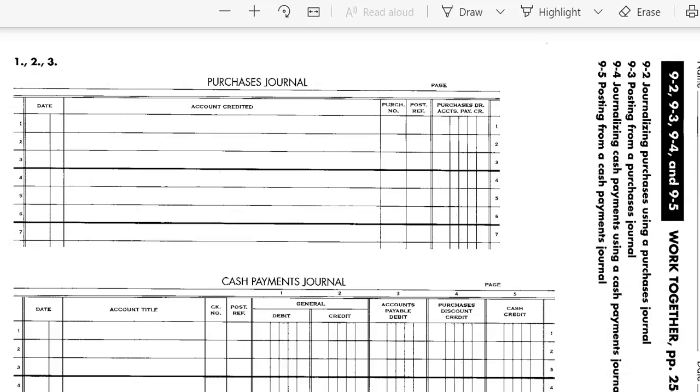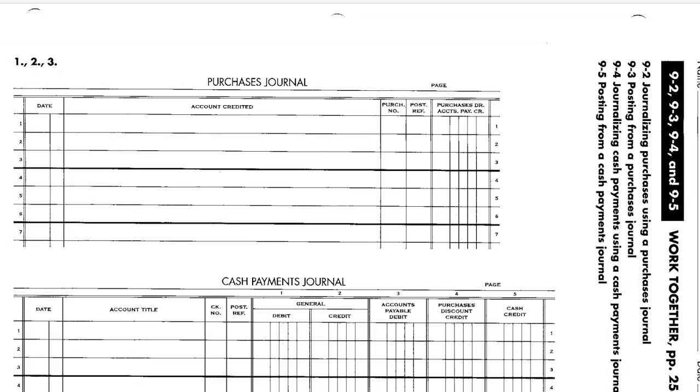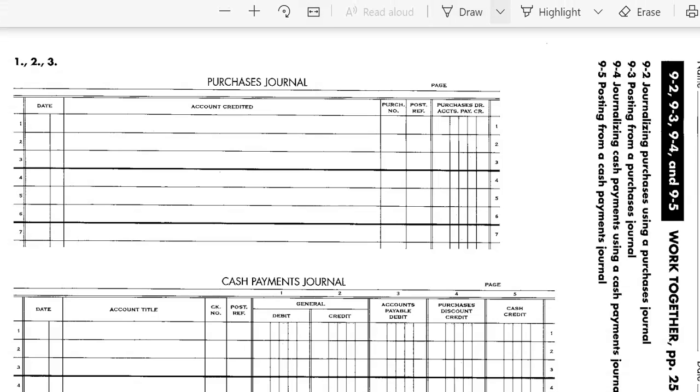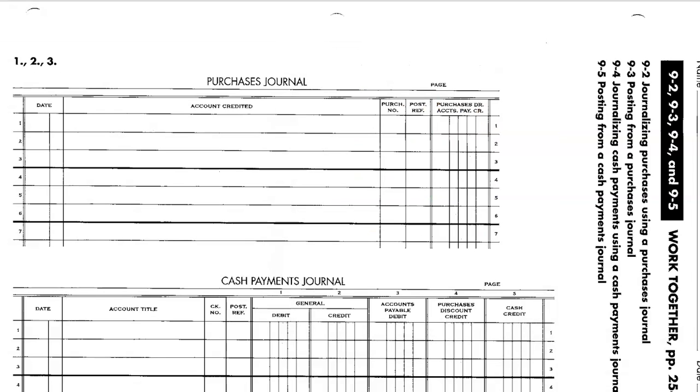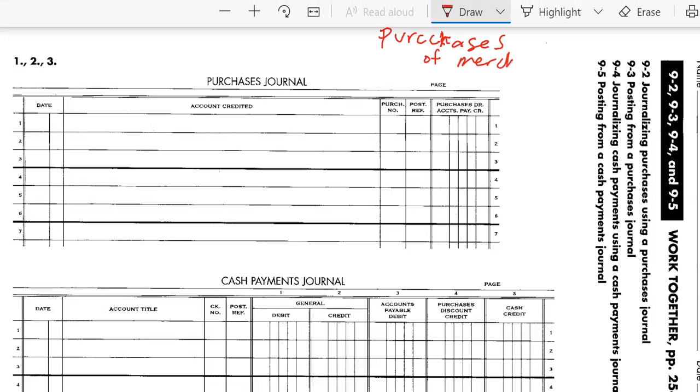Okay, so what kind of transactions go in the purchases journal? The purchases journal is strictly only for what we call purchases of merchandise on account. I'm going to explain what this means. On account, we already know what that means. We're not paying cash up front. We're going to promise to pay for this merchandise sometime in the future.